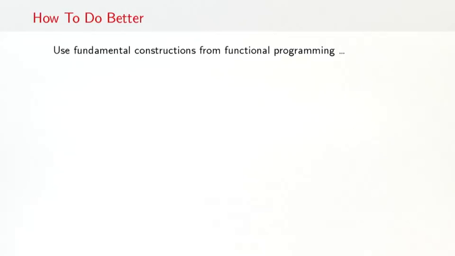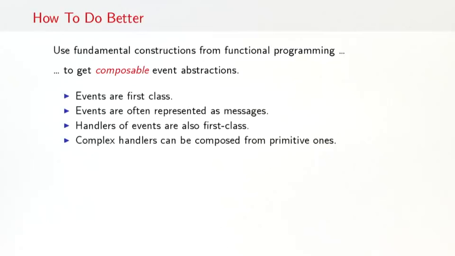So how can we do better? The idea that is promoted in this course is to use fundamental constructions from functional programming to get composable event abstractions. In particular, some of the core principles of this course is that events should be first class. They are often represented as messages. Handlers of events should also be first class, so that complex handlers can be composed from primitive ones.